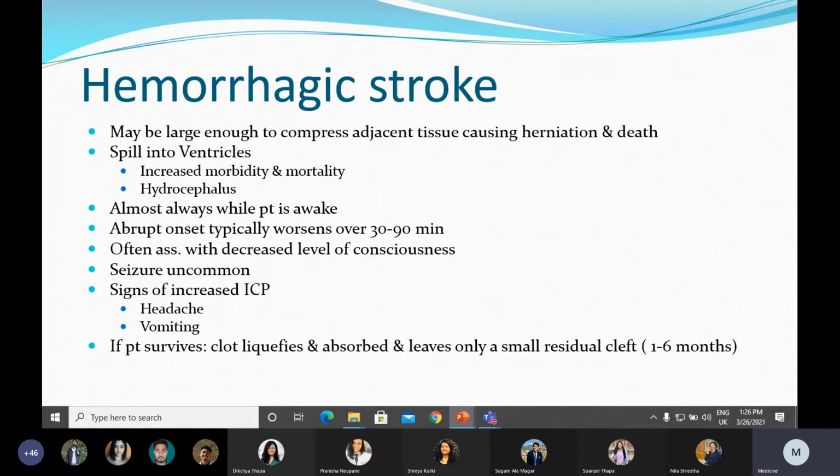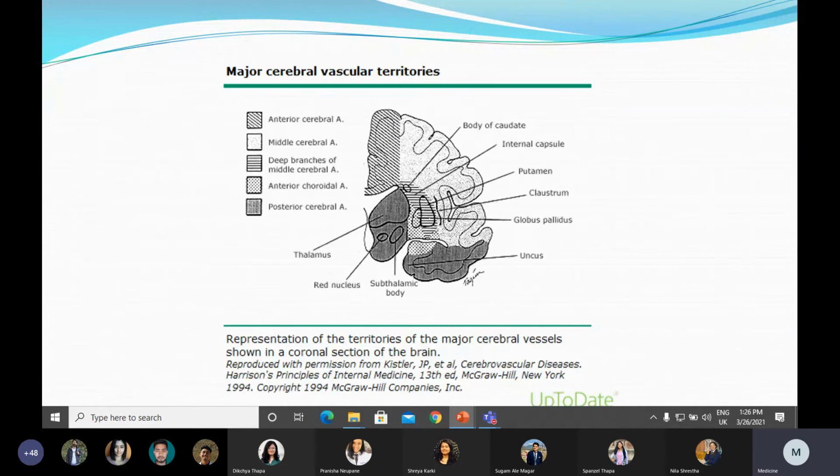So when I told you about the hemorrhagic stroke in the first slide, in the acute phase, the mortality and morbidity are very high, so 40% of hemorrhagic stroke patients can die. But for the remaining 60%, because of the liquefaction and absorption of the clot, there will be an improvement in the neurological deficit, and there will be only a small residual neurological deficit present in the patients. So they recover very well.